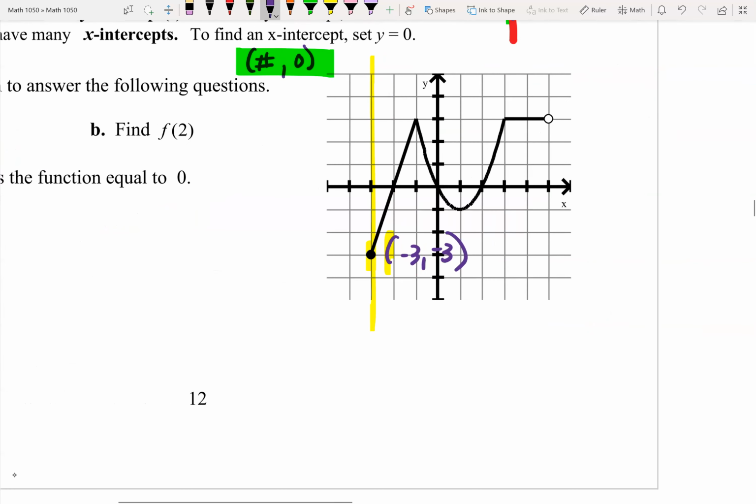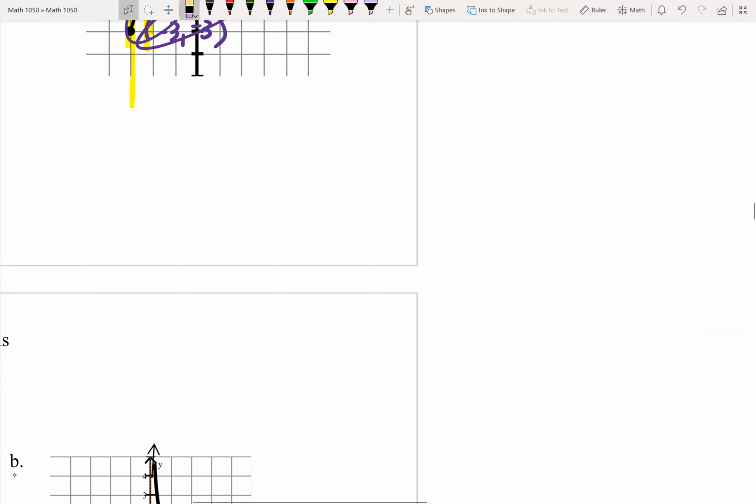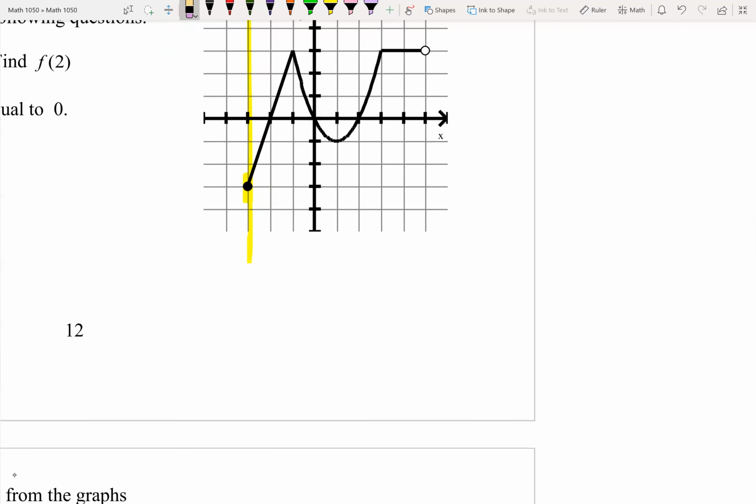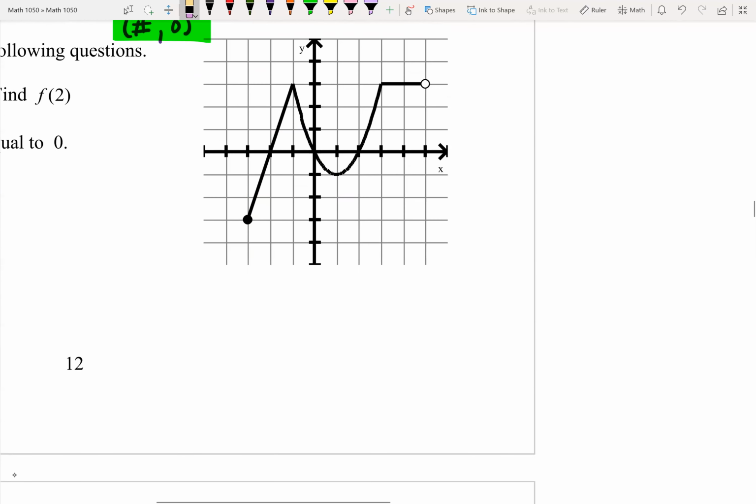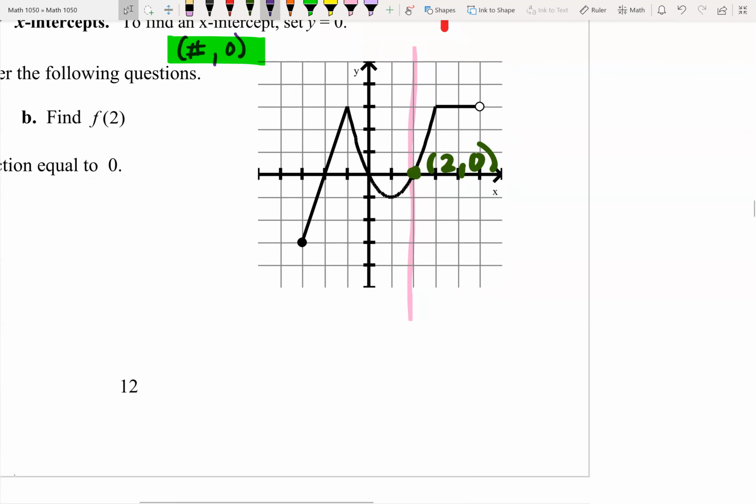Okay, let's do the next one. F of 2. So now we are looking right here, guys. We're looking at an x value of 2. What's that ordered pair on the graph? That would be 2, 0. Everybody in the room, tell me the answer to the question. I can't hear you. Tell me again. Everyone should be answering. 0, right? So everybody go equals 0. That's how you write it.